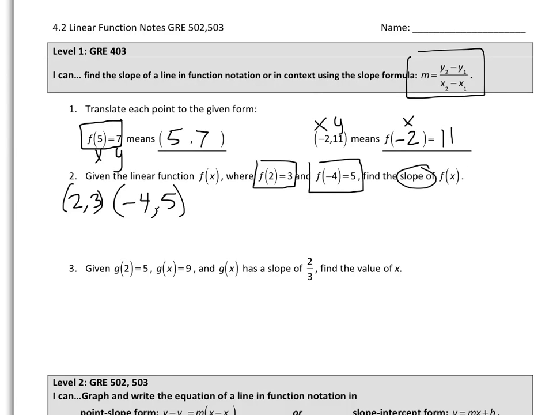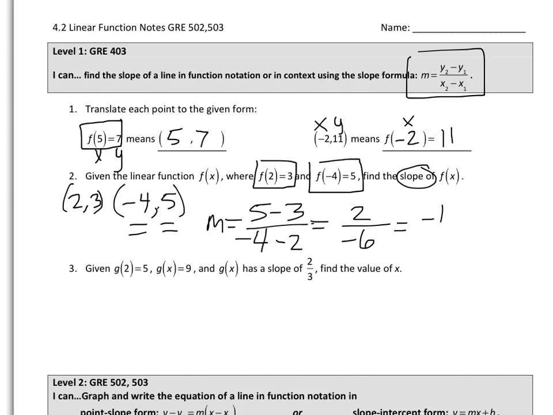It's no different than what we've done before with slope. Remember, it doesn't matter which y value you pick. So I'm going to pick 5. I'm going to subtract the other y value, which is 3. Now since I chose 5 first, I have to choose the -4 first. Right? I chose 5 first, so I got to choose -4 first. Minus 2. 5 minus 3 is 2. Over -6, which is -1/3, and that's the slope.